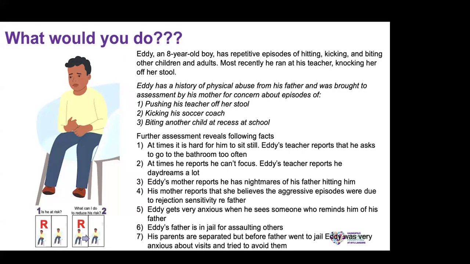Could you tell me more detail about that particular incident and find out, was there a loud noise or something that precipitated those things? And then try to address the external environment, and then also build his regulation skills.